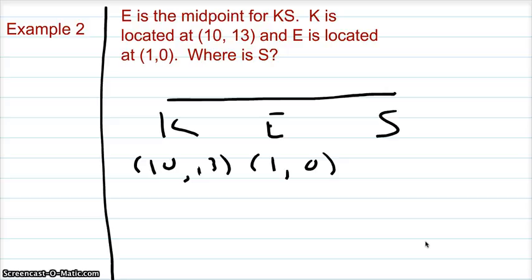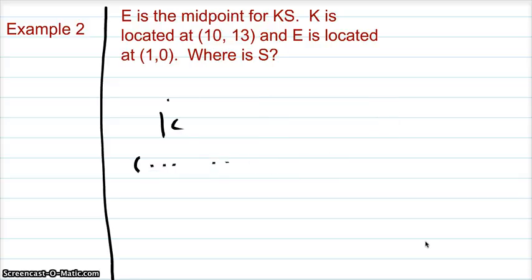Okay, so I'm going to show you 2 different ways to find the same answer, and you will have to choose which one works best for you. Alright, so I'm going to erase this so I can have more room. So we're going to use the formula way first.